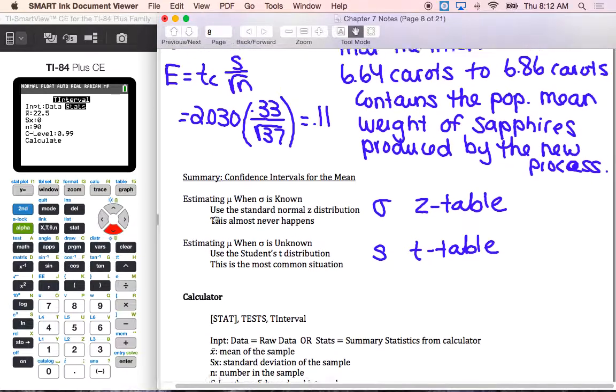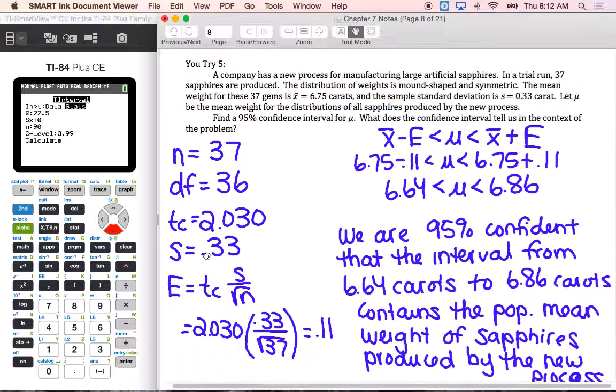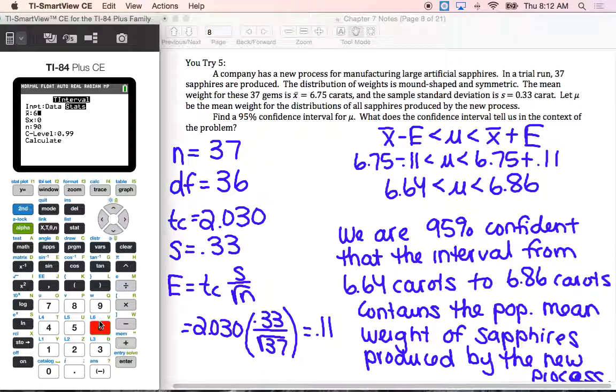Now, going back up to our last problem here, our x bar was 6.75. Our s, that's your standard deviation, 0.33. Your n here was 37, and our confidence level was 0.95. It should give between about 6.64 and 6.86, which is what we have in our interval. So if you want to check yourself, this would be a great way to check yourself.